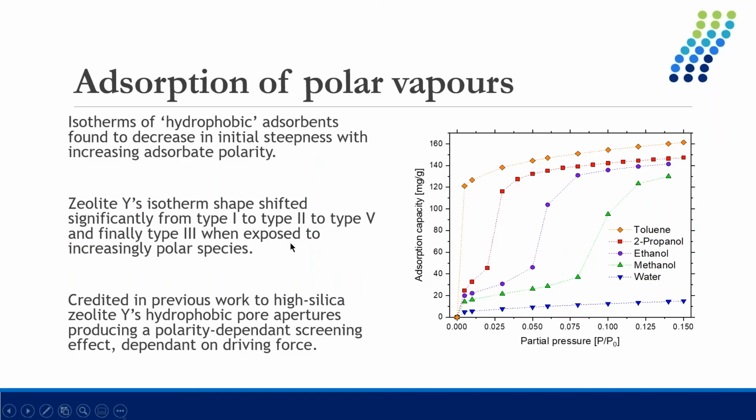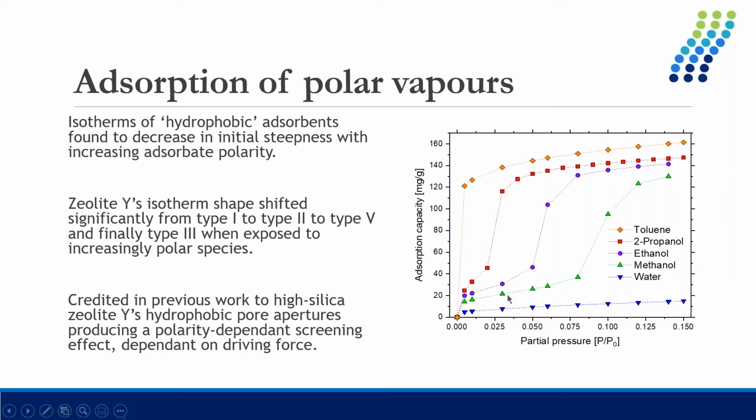So for zeolite Y, the hydrophobic effect is much more significant. These are plots of toluene, isopropanol, ethanol, methanol, and water. Zeolite Y, due to the framework aluminum being removed, has this sort of hydrophobic electrostatic adsorption screening effect. So as you increase the polarity of your molecule, larger and larger driving forces are required for these molecules to penetrate this barrier and enter the micropores.